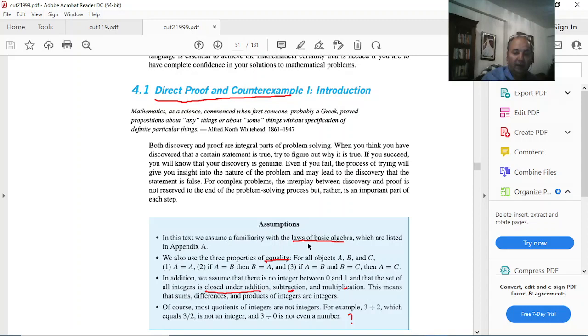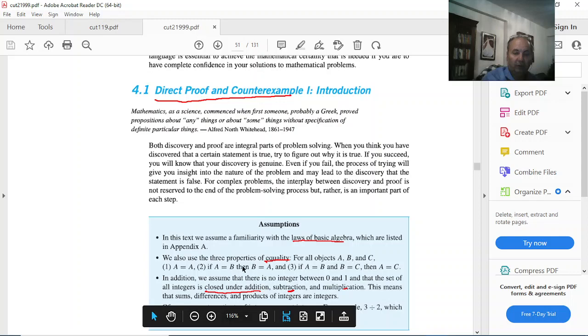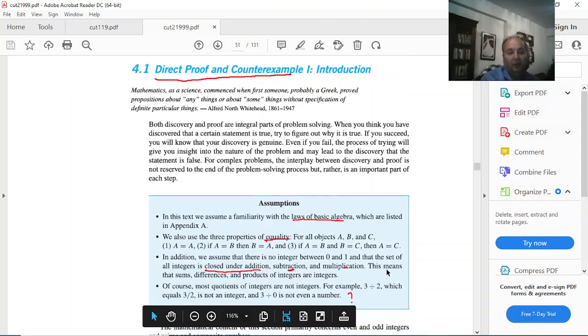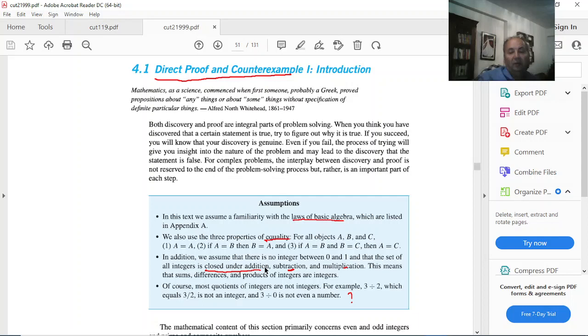Basic algebra and three properties of equality. A is equal to A. If A is equal to B, then B is equal to A. If A is equal to B and B is equal to C, this is the transitive property: A is equal to C. These are properties of equality, and they are very important definitions for fields and other things.